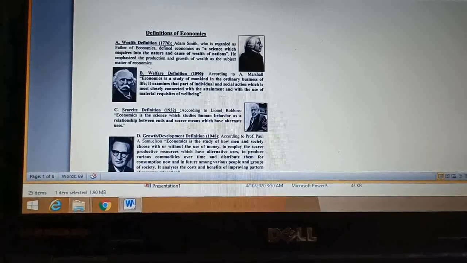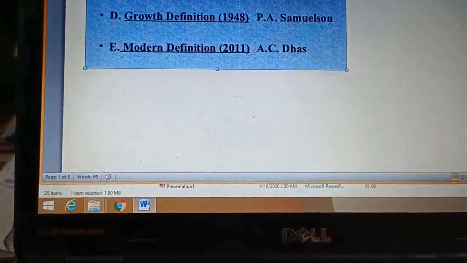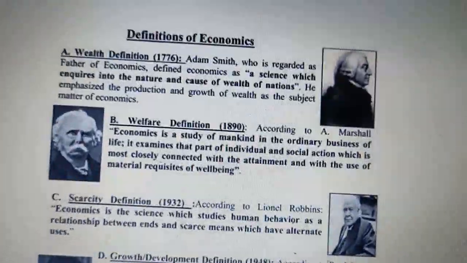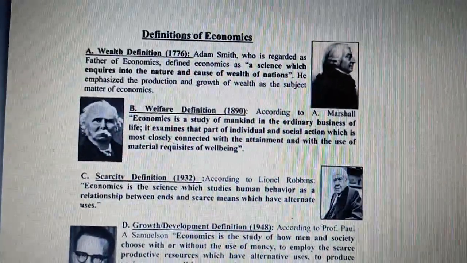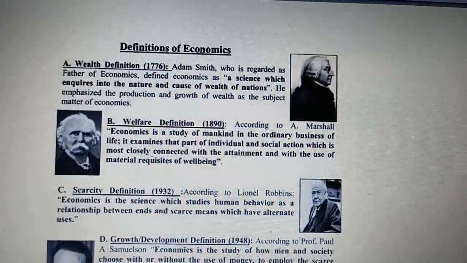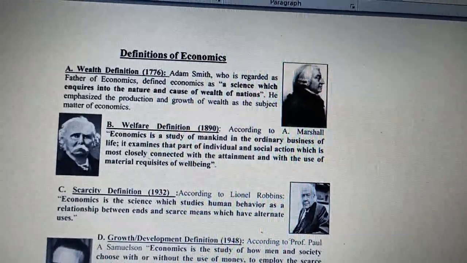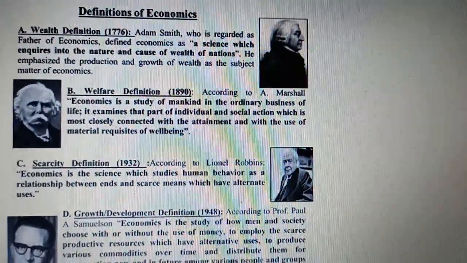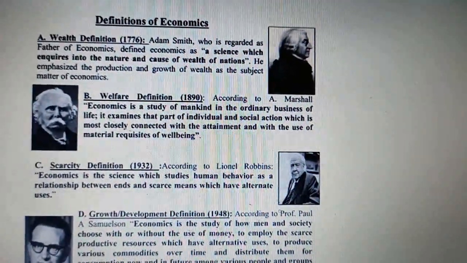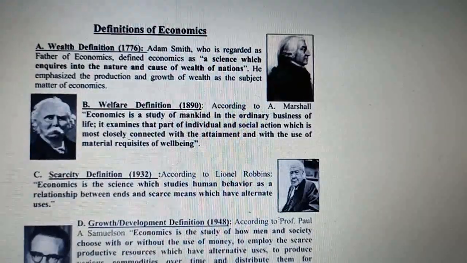You are able to see the first one, Adam Smith, who is said to be the father of economics. It is his portrait because at that time there was no photography. His birth was in 1723 in Scotland, a small town, Kirkcaldy. His definition is given in 1776, that is related to wealth, so we call it the wealth related definition.